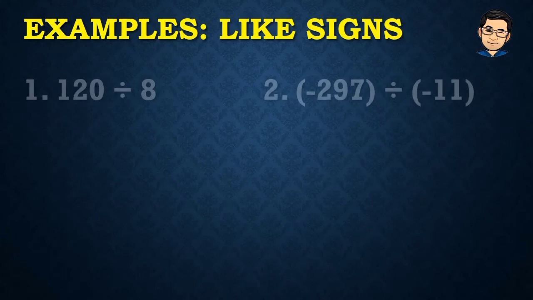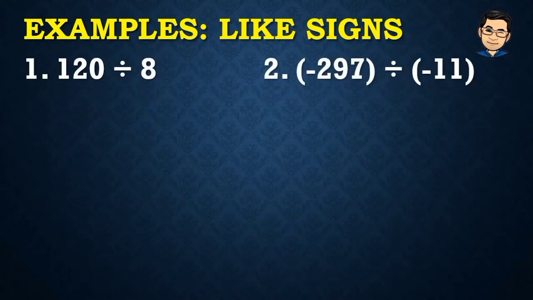So, let's have examples for like signs. Number 1, 120 divided by 8. So, pareho po silang positive. So, i-divide natin sila. So, 120 divided by 8. So, 1 divided by 8 cannot be. So, kukunin natin yung next na number. So, magiging 12 divided by 8 and that is 1.